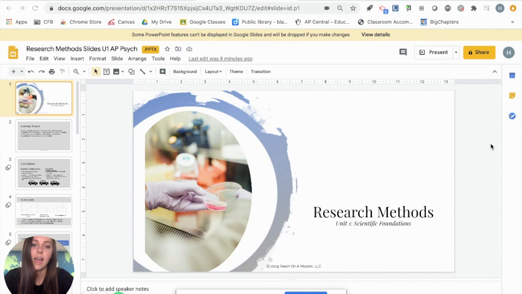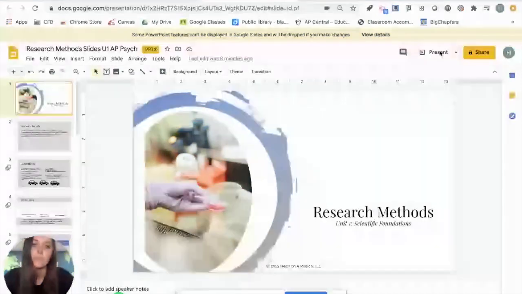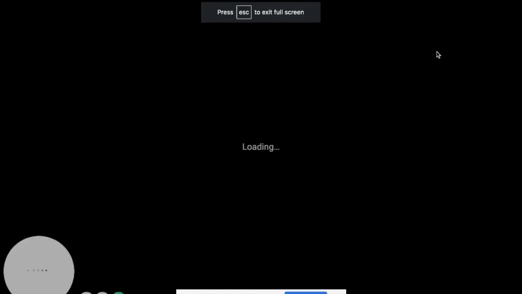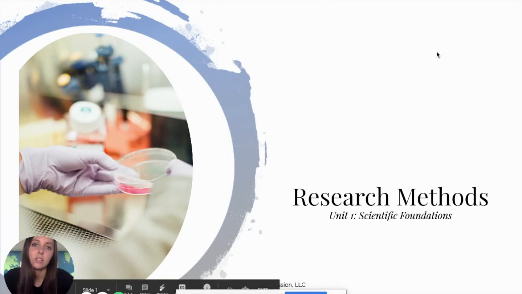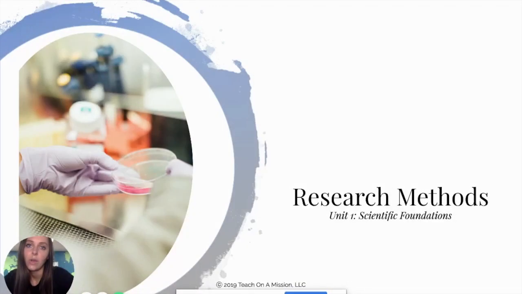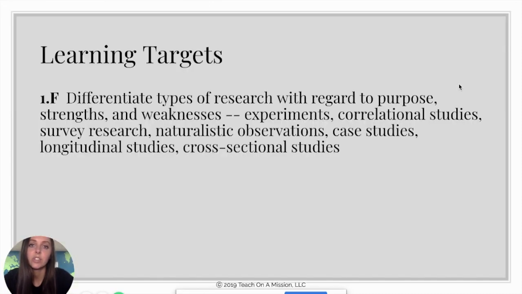We're going to be looking at research methods, and this is a very important unit because we're going to use it in every unit to come. So we have to learn about how to research and the correct methods and what that looks like. So here's your learning target.